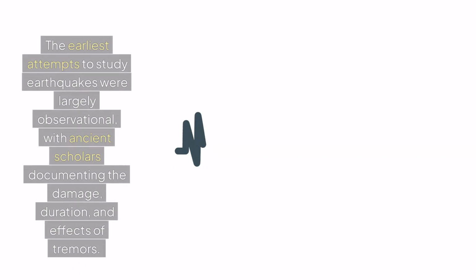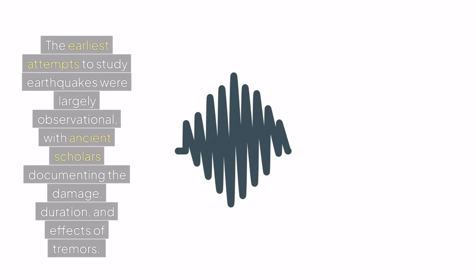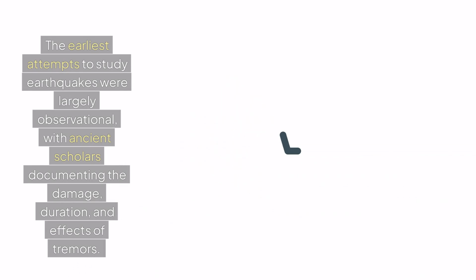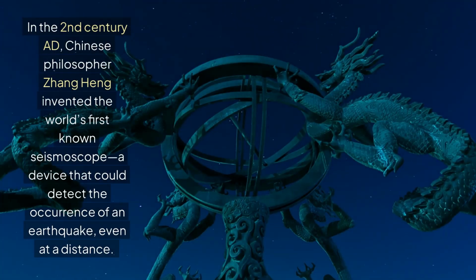The earliest attempts to study earthquakes were largely observational, with ancient scholars documenting the damage, duration, and effects of tremors. In the 2nd century AD, Chinese philosopher Zhang Heng invented the world's first known seismoscope, a device that could detect the occurrence of an earthquake, even at a distance.